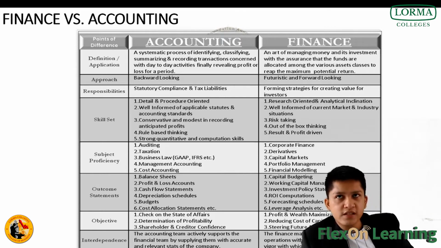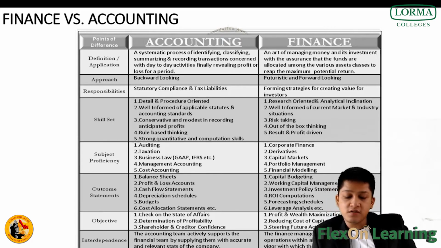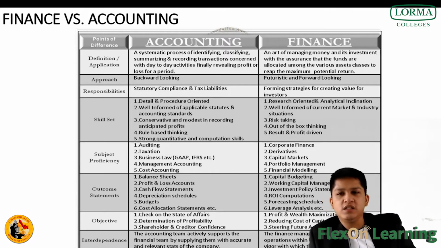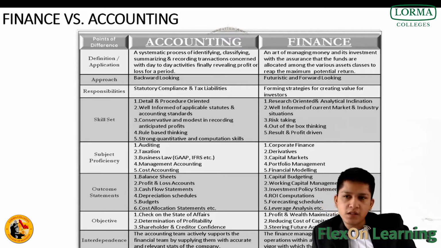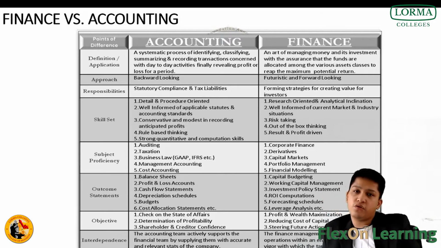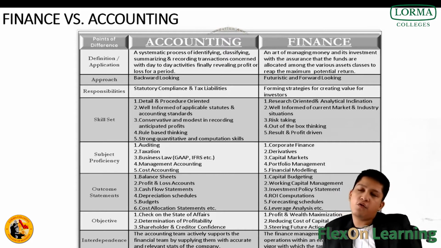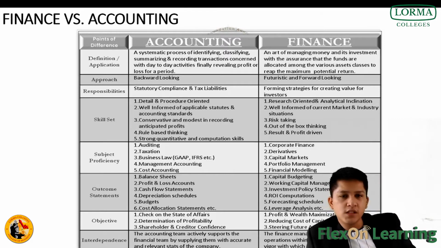So the objective of accounting tends to have an income focus, or they check on the state of affairs, determination of profitability, and shareholder and creditor confidence. While for finance, they tend to have a cash flow focus, focusing on profit and wealth maximization, reducing cost of capital, and steering future action.